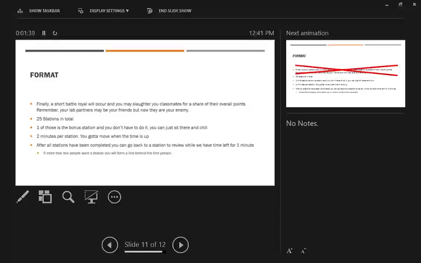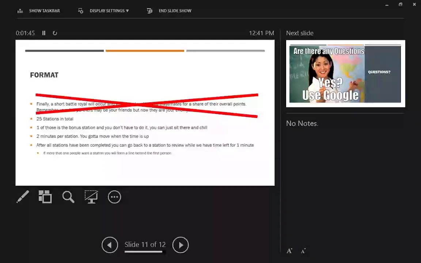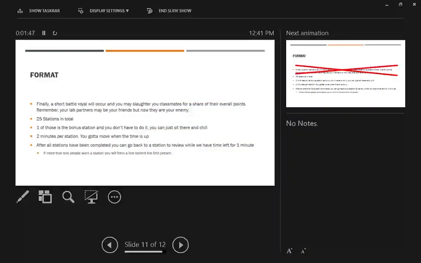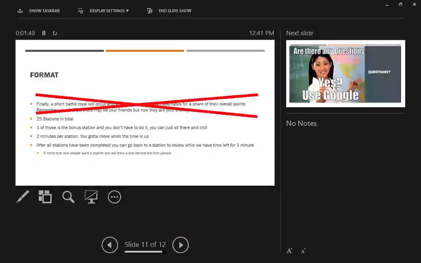So it's going to be a short battle royale where you have to compete against your lab partners, and whoever comes out on top gets an A. No, that's not what we're going to do. What we're going to instead do is have 25 stations in total, 25 or 24, and basically it's where you're sitting at your seats.